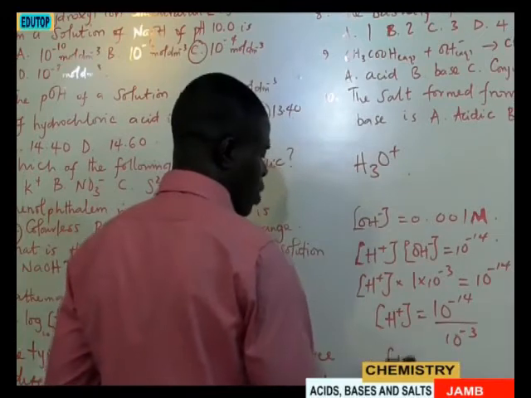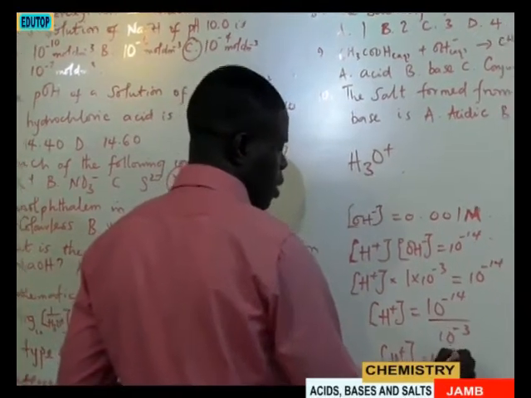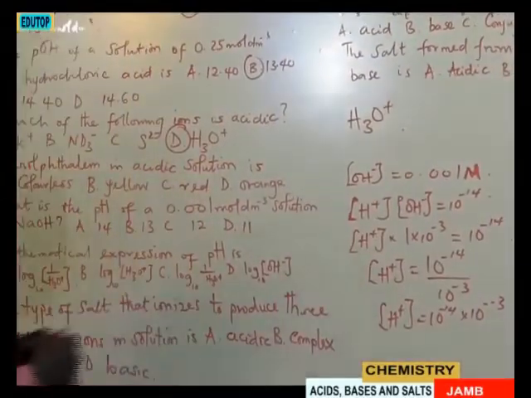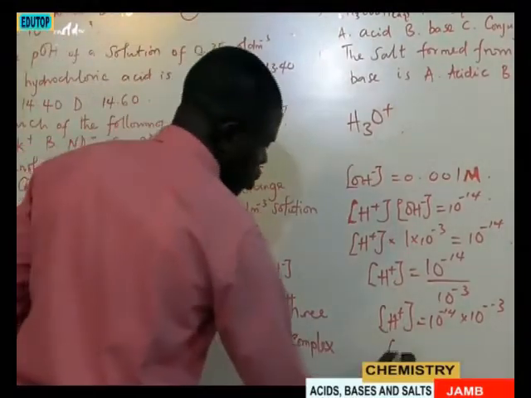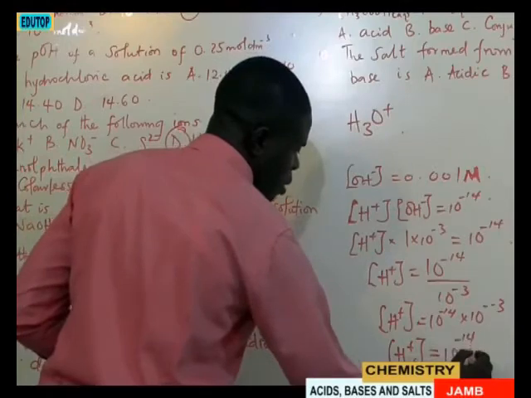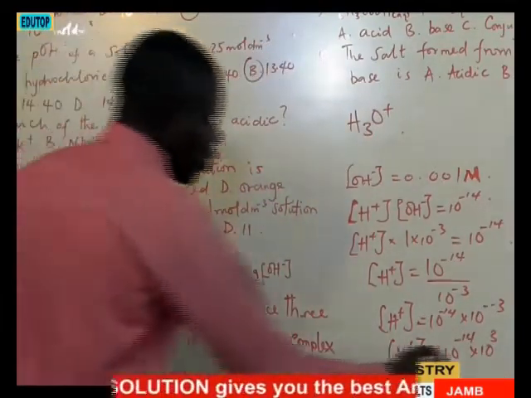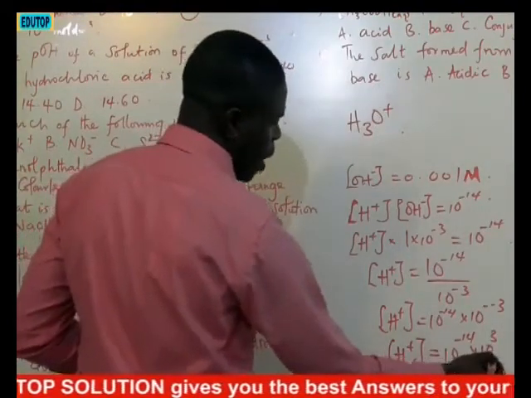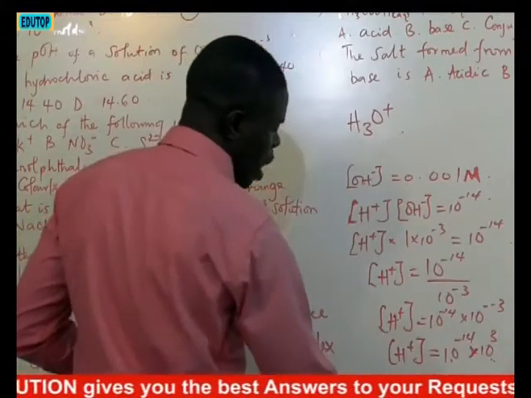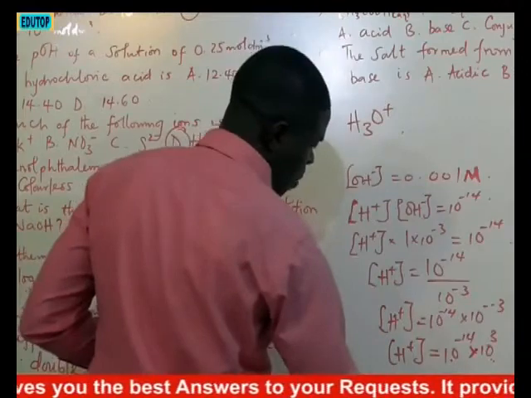So that will give us hydrogen ion concentration equals 10 to the power minus 14 times 10 to the power minus minus 3. When this one comes up, it becomes minus minus. So hydrogen ion concentration equals 10 to the power minus 14 times 10 to the power 3. By the law of indices, when you have the same base and a multiplication sign, we add the indices. So we have 10 to the power minus 14 plus 3. That would definitely give us 10 to the power minus 11.